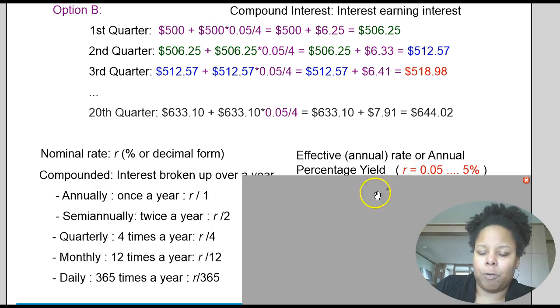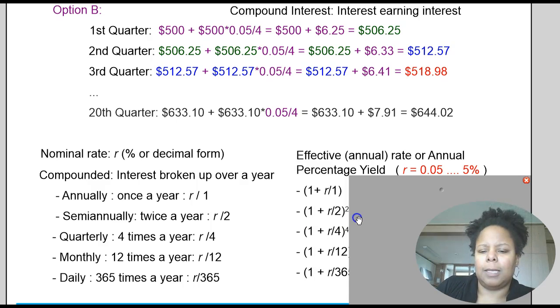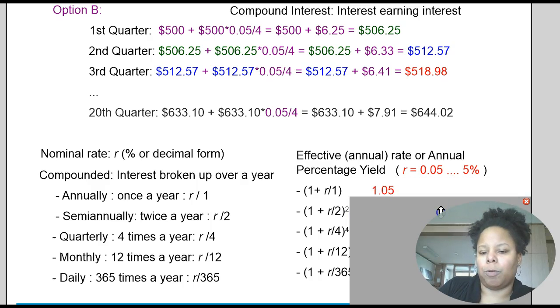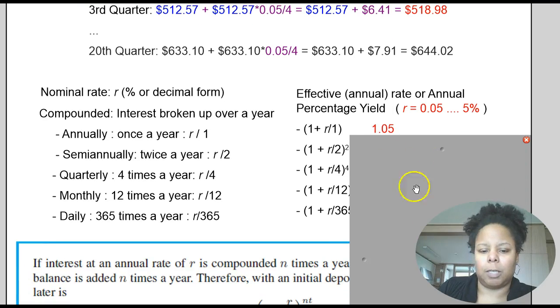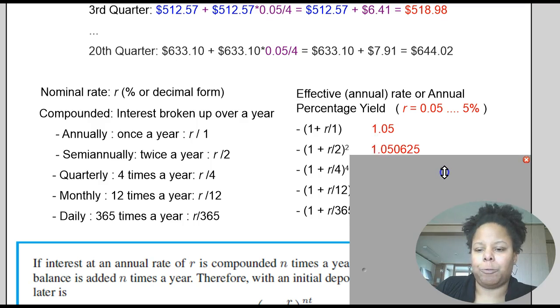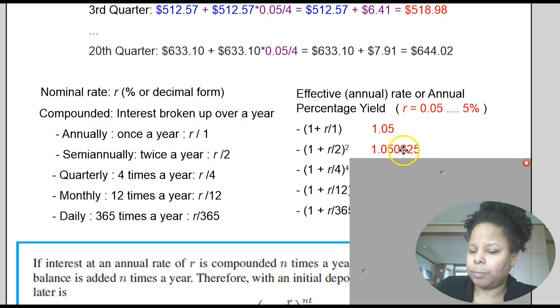If the nominal rate is 0.05, then to figure out the 1 year of interest, the growth rate will be 1.05. So the annual effective interest will be 0.05. Let me scroll this up. If it's semi-annual, twice a year, and I do this calculation, I get 1.050625. So the annual growth rate would be 5.06%, even though the nominal rate is still 5%.